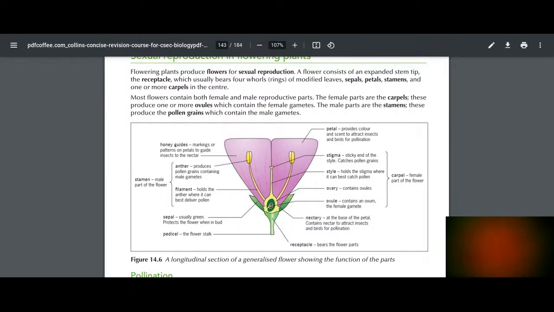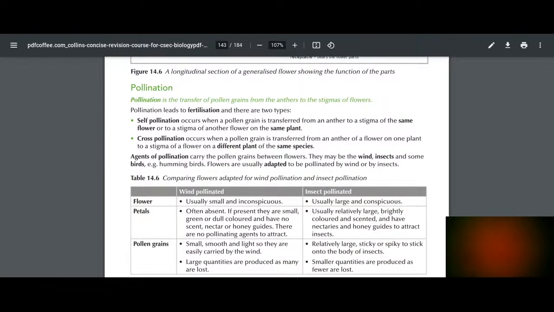What is pollination? Pollination is the transfer of pollen grains from the anthers to the stigma of flowers. The anther is the male reproductive system of a plant, and the stigma is the female reproductive system of a plant.